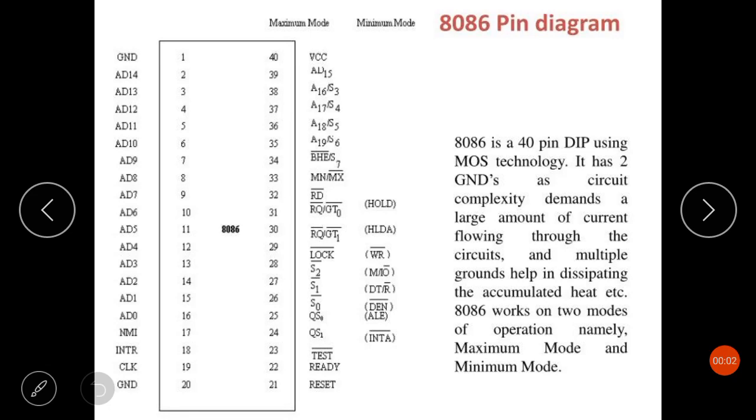Hello students, in the last lecture I completed the 8086 microprocessor architecture. In this lecture I will be starting 8086 pin configuration.